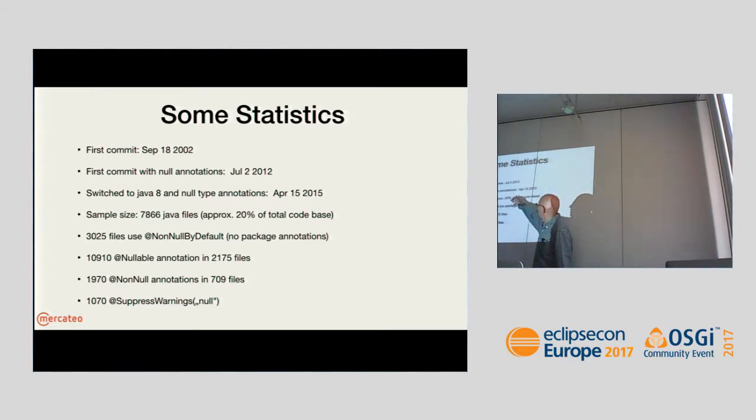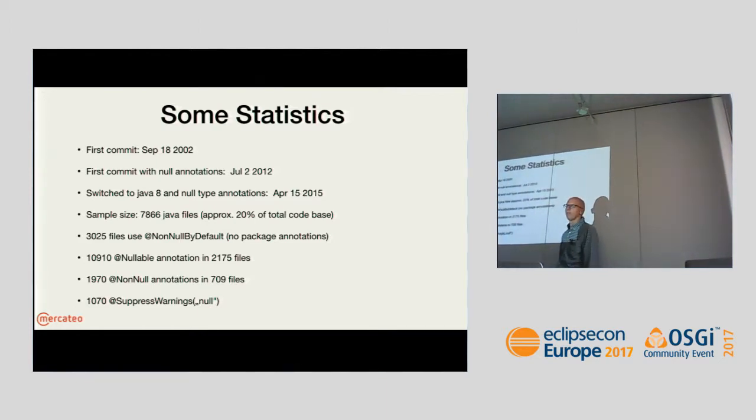We switched to null type annotations a bit later. I will explain the difference. These are the type annotations that came with Java 8. To give you some statistics, in my workspace where I usually work, I have approximately 7,800 files. I looked through it, and approximately half of them now have non-null by default on. So it's still not complete, and we started five years ago, to give you an impression.